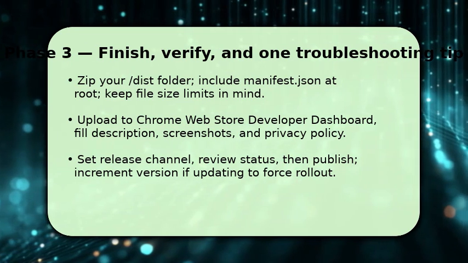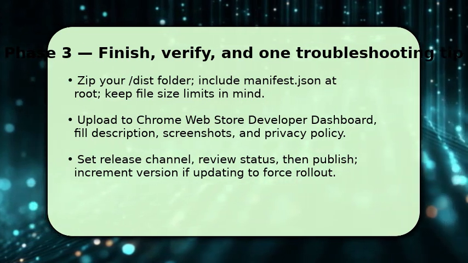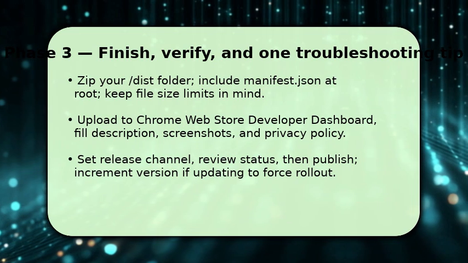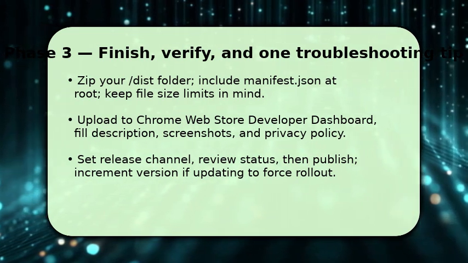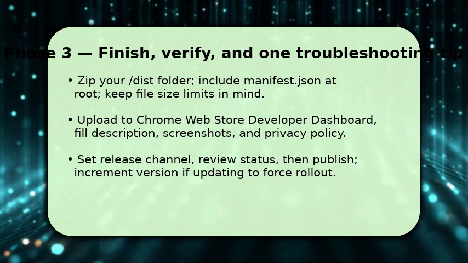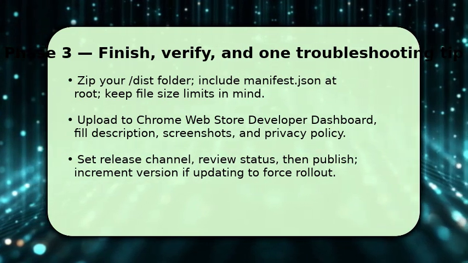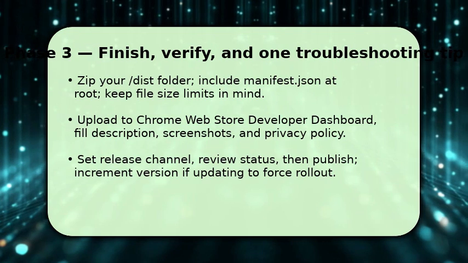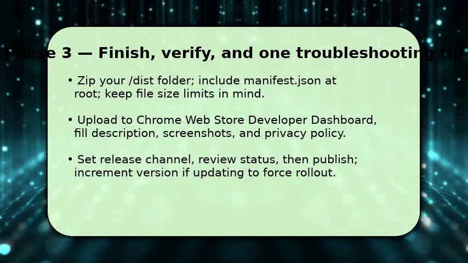Choose a staged rollout if desired and publish. If the store flags an issue, increment the manifest version and republish. That forces an update. Troubleshooting tip: when updates don't appear, bump version, reload, and check console errors in the published extension details.